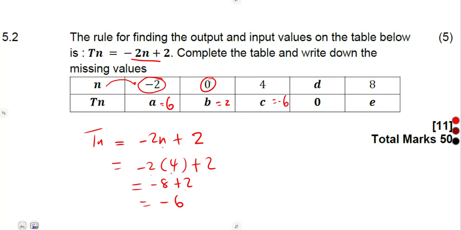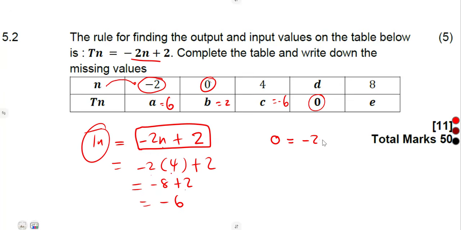But this now is different here because we are given the value of Tn. So Tn is the one that we are given, which is 0. So that's 0 is equal to minus 2n plus 2. So we are going to solve for n. D represents n. So let's solve for n. Take it to the other side. It's going to be a positive. 2n is equal to 2. So we can divide by 2 by 2. So n is equal to 1. 2 divided by 2, that's a 1. So D is equal to 1.